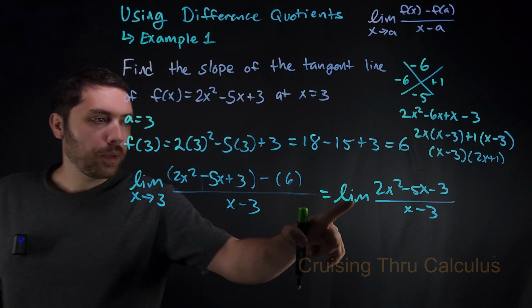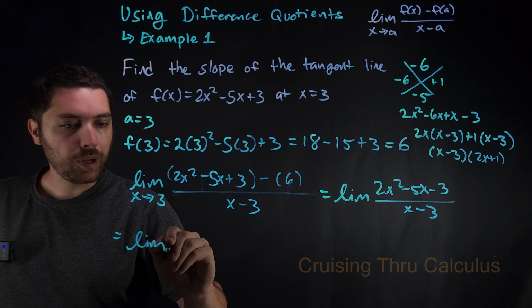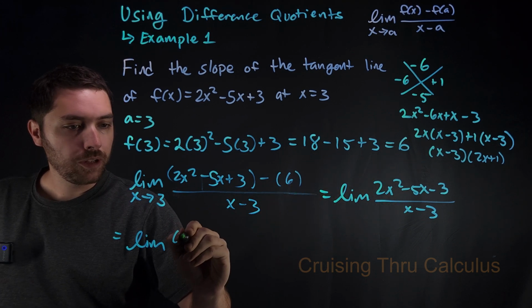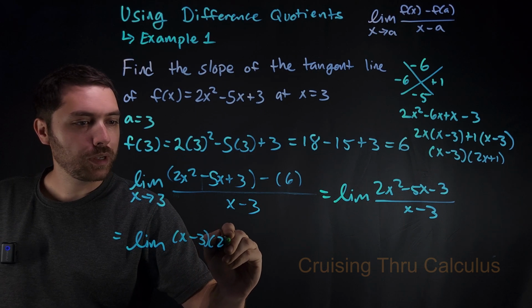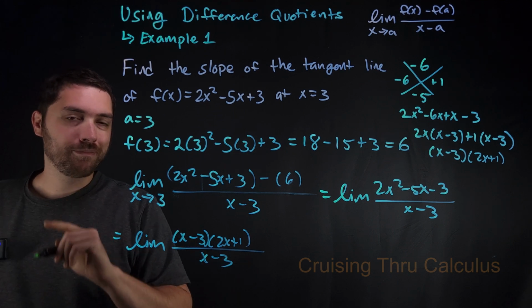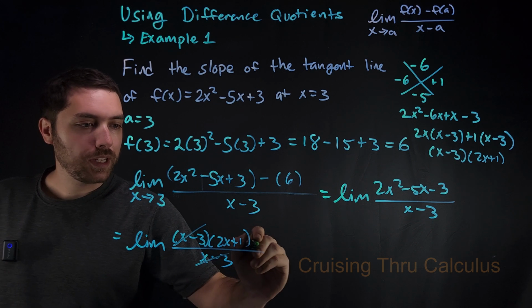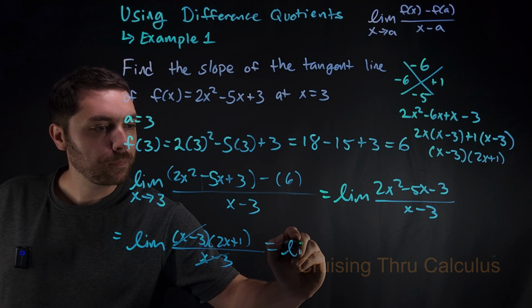All right, back to our limit problem here. I factored the top, so let's go ahead and write out what it factored into. We have x minus 3 and 2x plus 1, all over x minus 3. Perfect. The x minus 3 in the denominator here will cancel out, leaving us with just this 2x plus 1.